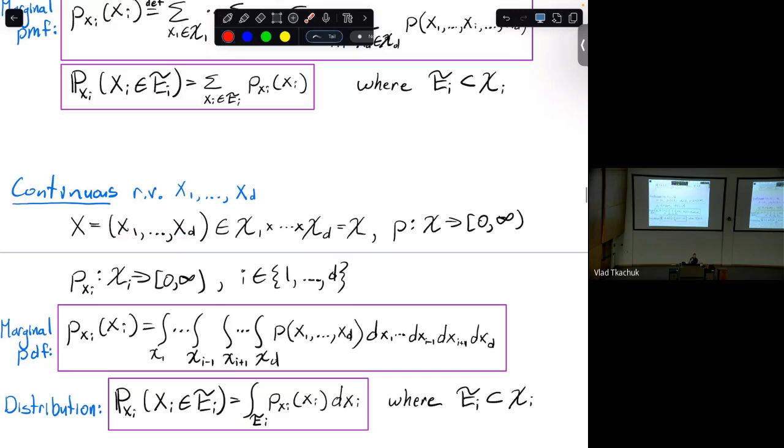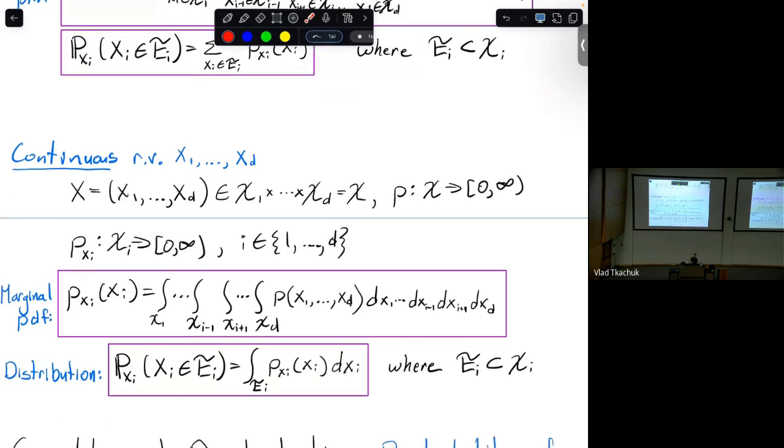And then same exact story. So if you care about the PMF, or really the probability of a single random variable's outcome, then what you do is integrate out outcomes x1, or calligraphic x1, till calligraphic x_{i-1}. You don't integrate over xi, because that's what you care about. Somewhere in here there's xi. That thing you're not going to touch, and then you integrate out the rest of the stuff.